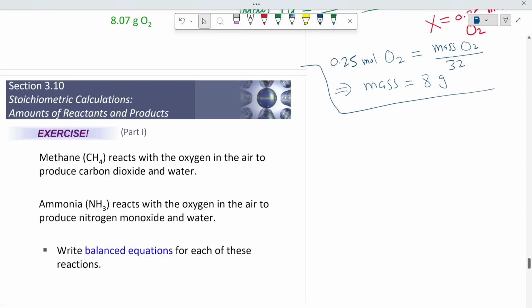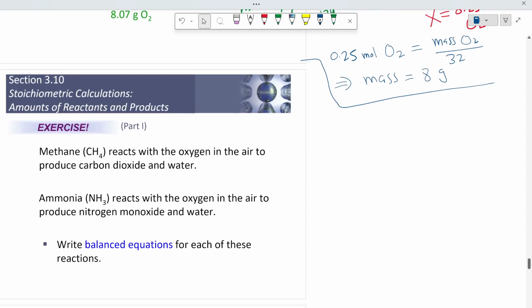Another example is here. Methane reacts with oxygen in the air to produce carbon dioxide and water. Ammonia reacts with oxygen in the air to produce nitrogen monoxide and water. Write a balanced chemical equation for each of these reactions. Let's start with the first reaction. Here the reactants are methane and oxygen. So these are the reactants: CH4 plus O2, to produce carbon dioxide, the first product, and water, the second product.